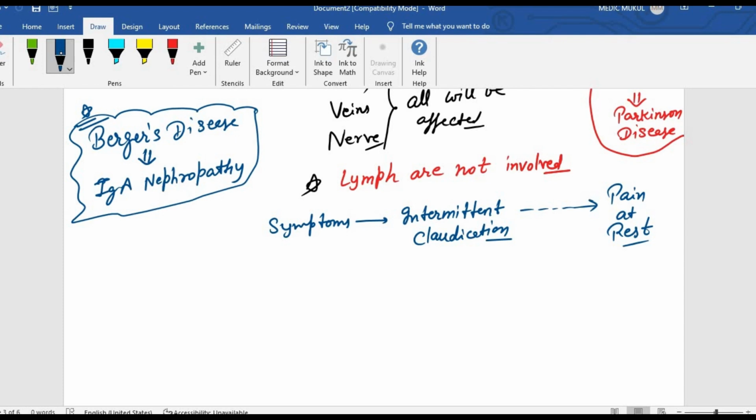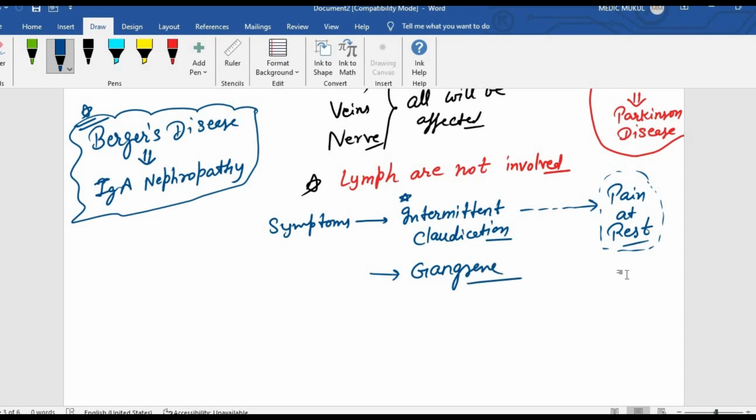Then in this condition, if the person is not changing his lifestyle, there is no modification of any lifestyle, he is still smoking, he is still doing the cigarette, then what will happen in these patients? After some time, the worst condition will be there, and this patient will have pain at rest. So firstly, there was intermittent claudication, meaning pain during walking, but here we will have pain at rest. So this is what we have as symptoms. Then after this, these patients can have gangrene as well.